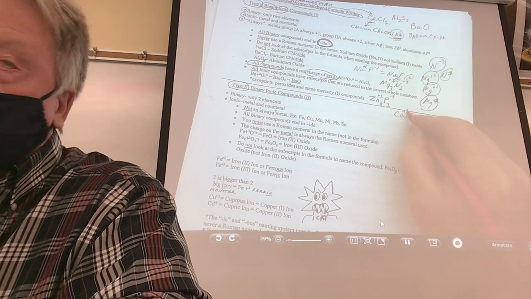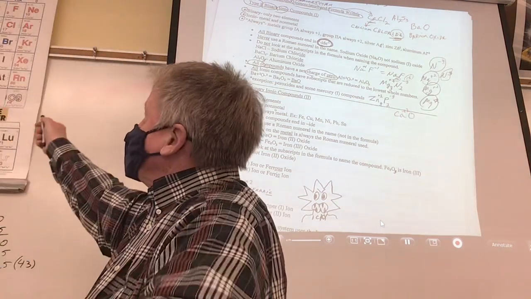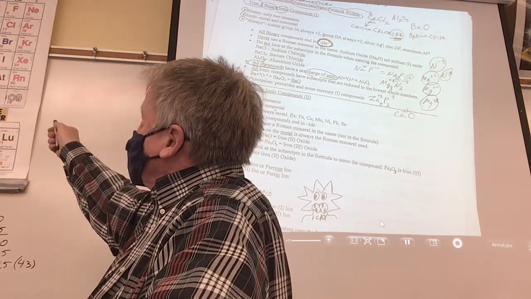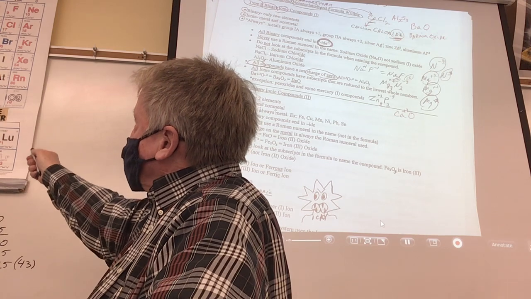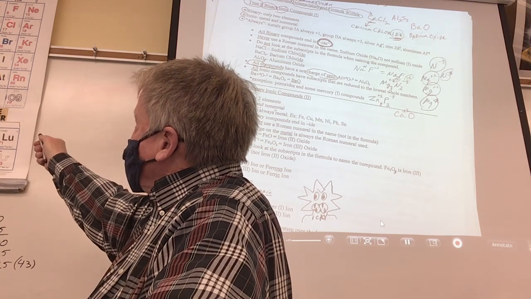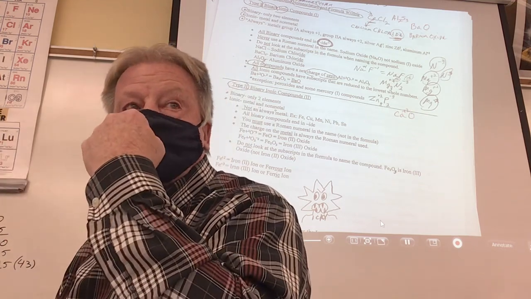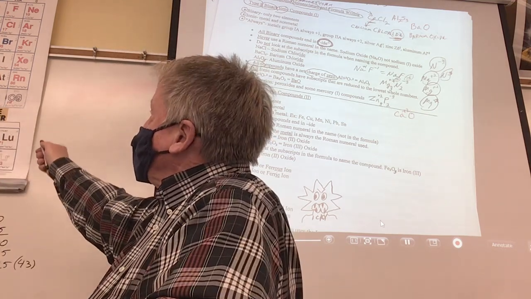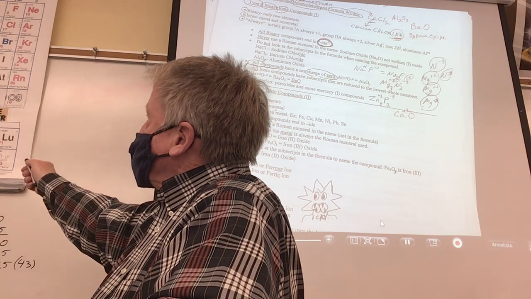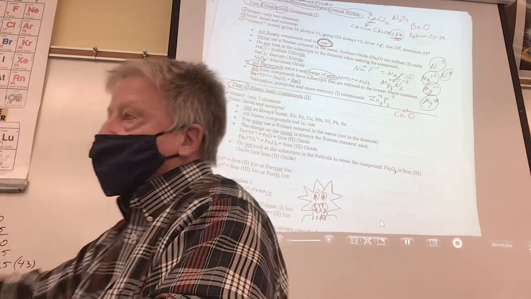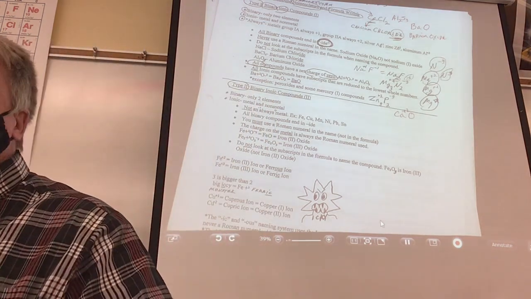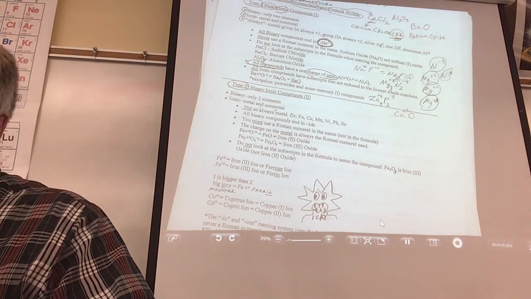Now, let's do the nonmetals. Nonmetals, these guys don't like to form compounds, so we're not going to talk about them. But this column here, what do they like to form? What kind of ions? It's not going to be plus. The metals like to do plus ions. -1. What about this column? -2. What about this column? -3. Can you remember that? Just write on your periodic table if you need to.